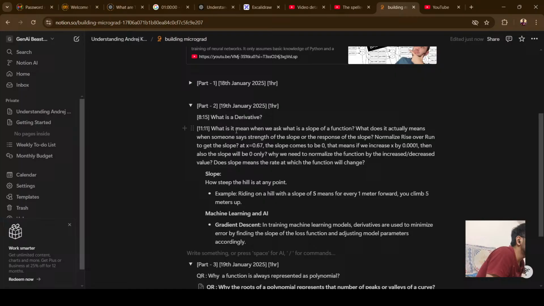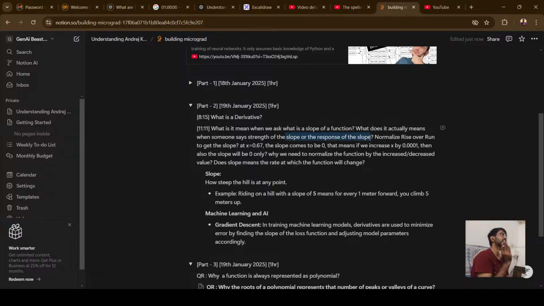Okay, so let me just go. I'll just confirm that for all these answers, I do have some knowledge about them. What does it mean when we ask what is the slope of a function? Slope of a function means we are calculating whether it is increasing, decreasing, or staying flat. What does it actually mean when someone says strength of slope or response?